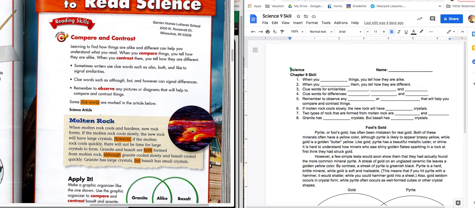So you can see how there are similarities and differences. Both are molten rock, what we'll call igneous rock as we go through the chapter. Okay, now your turn to try it.